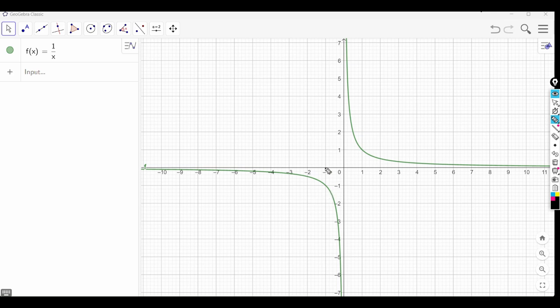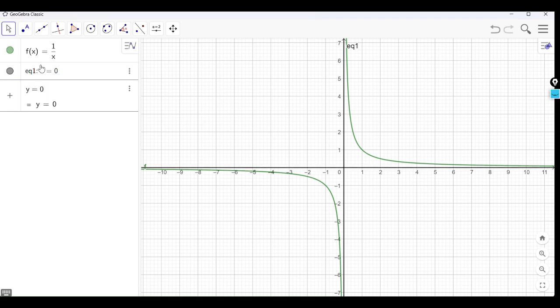Okay, so we could actually put that on our graph as well. These two lines: I could say there's an asymptote at x equals 0, so that line will never get reached, and y equals 0 is also never touched by that reciprocal function.